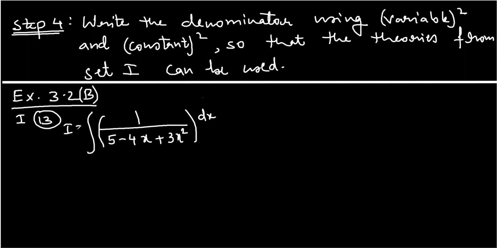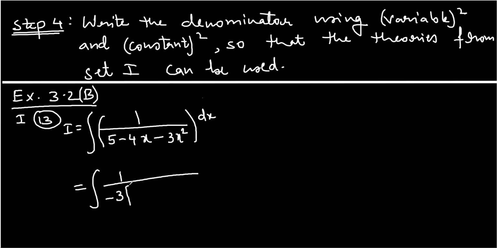So I write this as I. Let I equal to 1 upon 5 minus 4x, it is not plus, it is minus 3x square dx. So let me make a change here: 1 upon 5 minus 4x minus 3x square dx. So what type is it? It is 1 upon quadratic. But I notice that the coefficient of x square is minus 3. So first I'll have to make this x square coefficient positive 1.